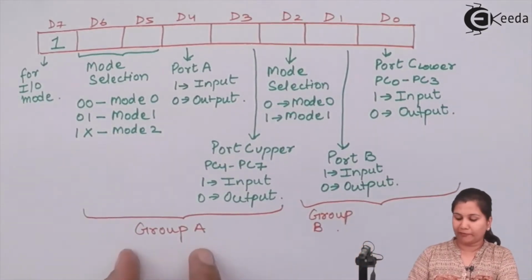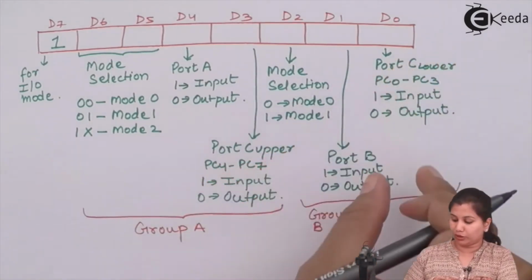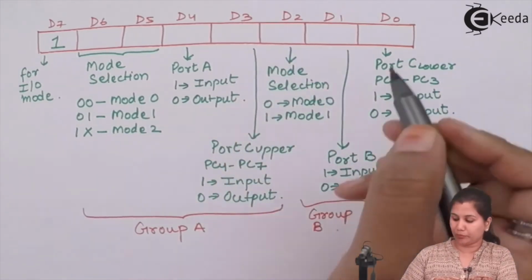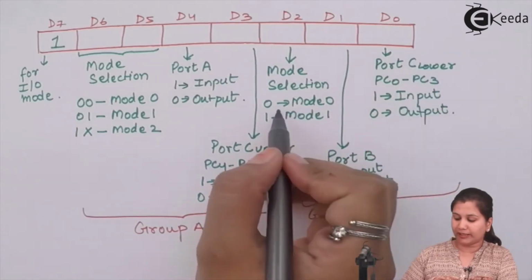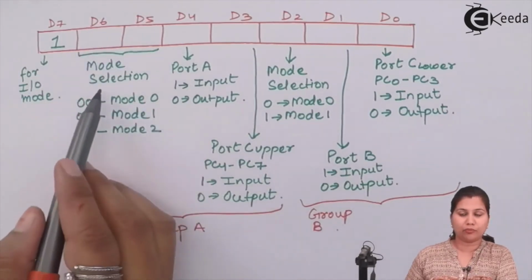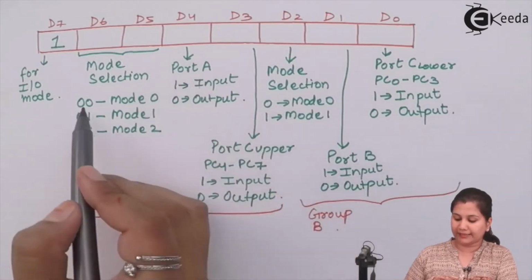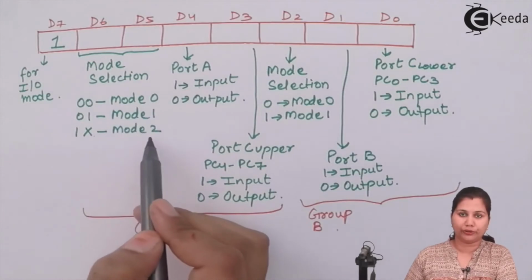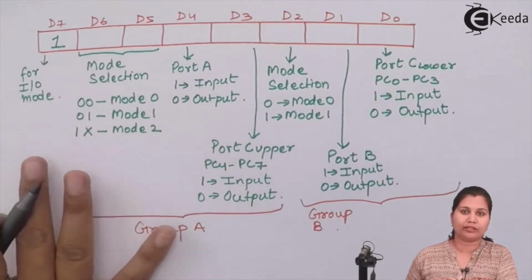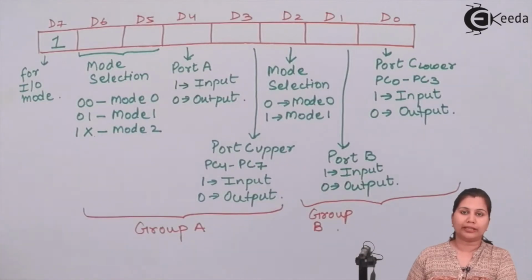Because in group A we have port A and port C upper, in group B we have port B and port C lower. So this mode selection bit D2 is for group B, that is for port B and port C lower, deciding whether these ports are working in mode 0 or mode 1. And D6 and D5 are the mode selection for port A and port C upper, whether these ports are acting in mode 0, mode 1 or mode 2. Bit D7 is fixed for the input output mode, it is always 1 for this mode. So we can say that this is the control word for the input output mode.